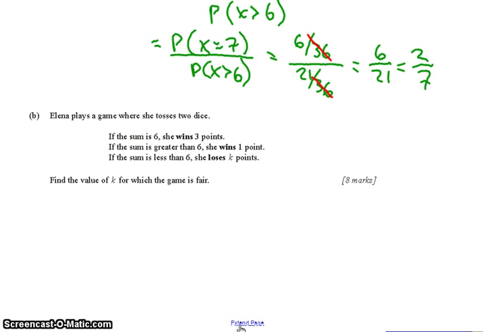Okay, moving on. Part B, Elena plays a game where she tosses 2 dice. If the sum is 6, she wins 3 points. If the sum is greater than 6, she wins 1 point. And if the sum is less than 6, she loses k points. Find the value of k for which the game is fair.